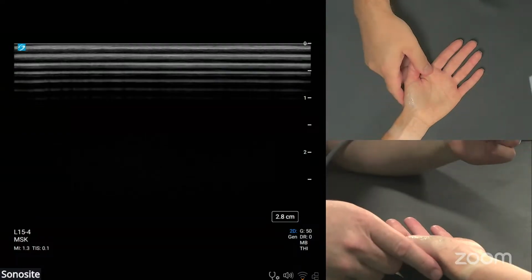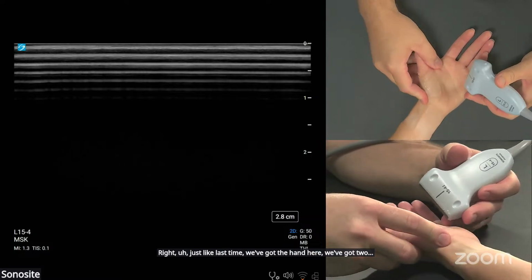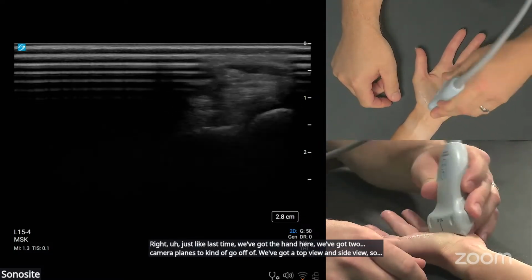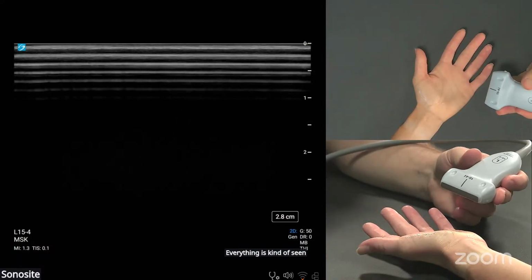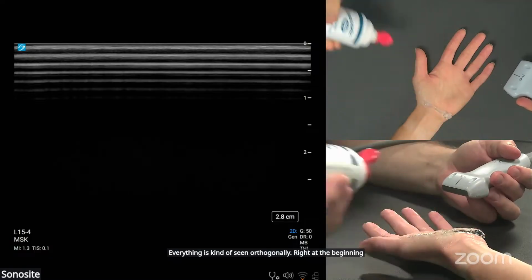All right, just like last time, we've got the hand here. We've got two camera planes to go off of, a top view and a side view, so everything is seen orthogonally. Lay down the gel right at the beginning of the wrist crease.